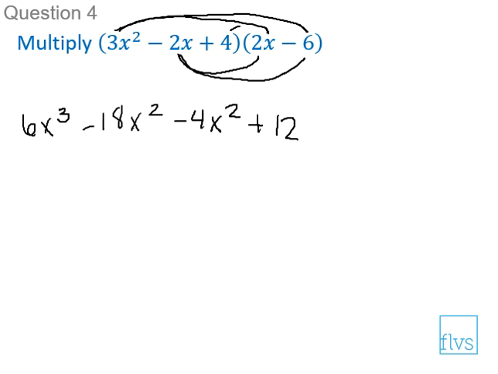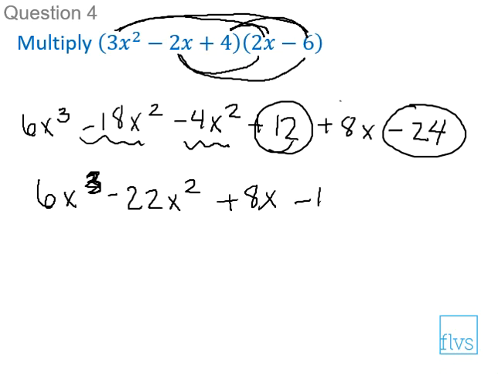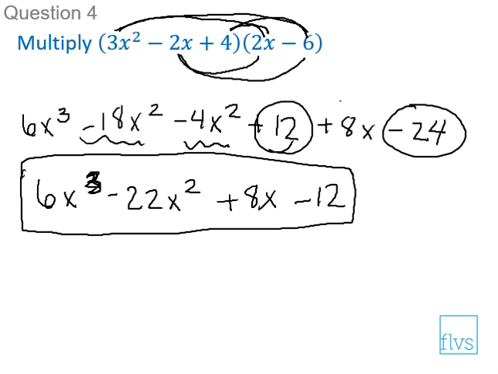Now lastly, we're going to distribute the 4 to everything in the next term. So we'd have plus 8x minus 24. So we need to find some common terms. We have the x squared terms, so we'd get negative 22x squared. And then we have the 8x. And then the 12 and the negative 24 combine to be negative 12. And that is your most simplified answer. If you need more help, please contact your instructor.